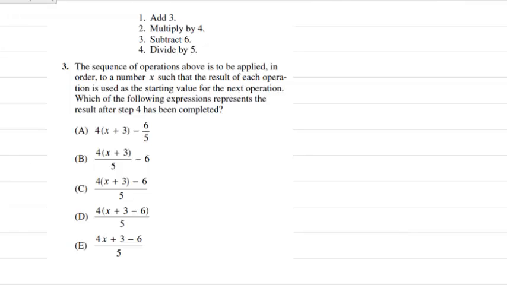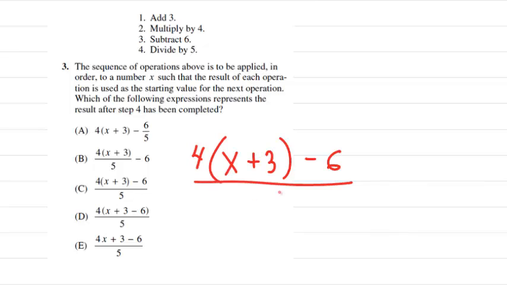Here's a question from College Board's 2002 practice test. I have a number. I'm going to add 3. Then I'm going to multiply what I have by 4. Then I'm going to subtract 6 from that. I'm going to take what I have, and now I'm going to divide that by 5. And C perfectly matches what we did here.